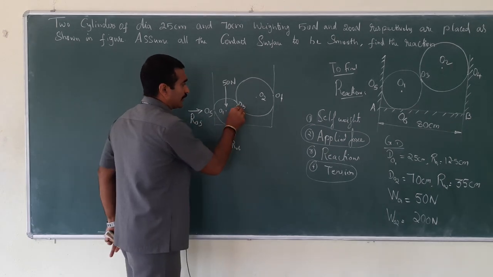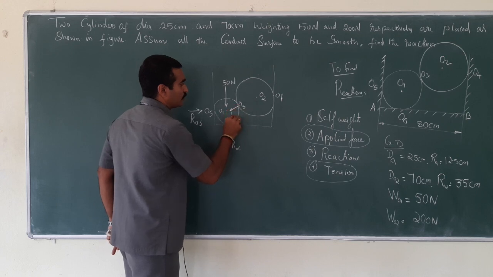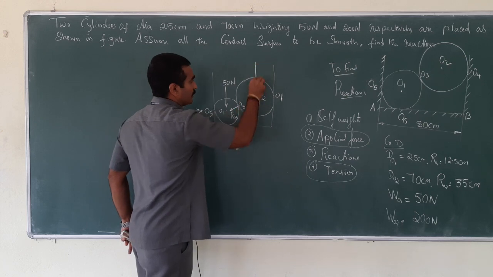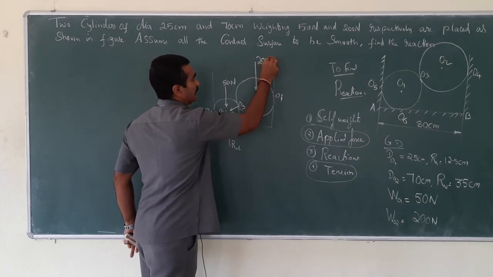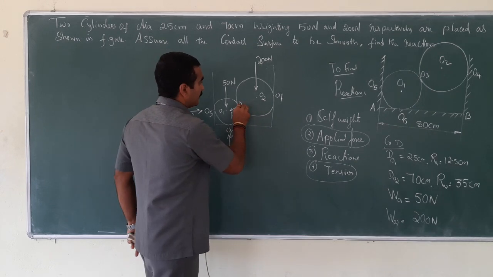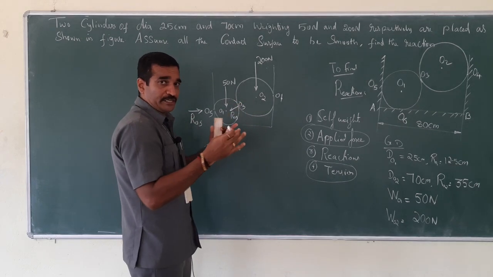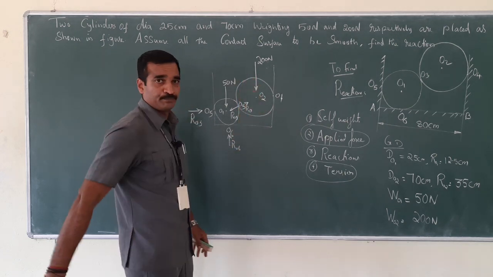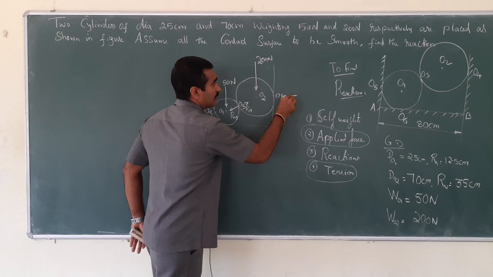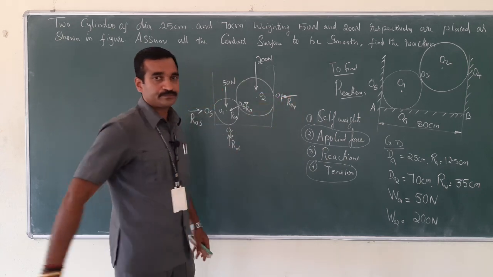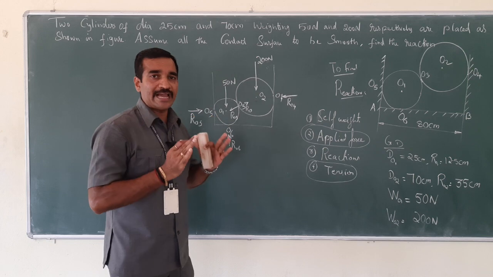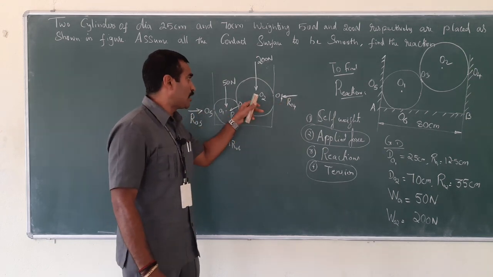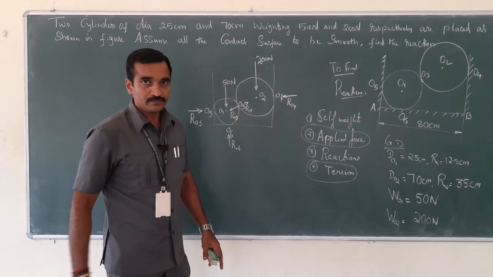And here there is one reaction which will act in this manner towards the point, which would be R03. And let's move to the second one, wherein its self weight of 200 Newton will act. And here, one contact between the cylinders, therefore it will have a reaction of R03. And here one reaction which is R04. So remember, always, when the bodies are in contact, there will be a reaction which will act towards the point or center. Got it?